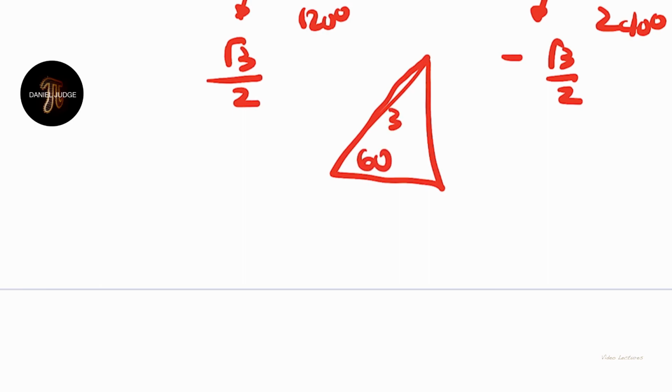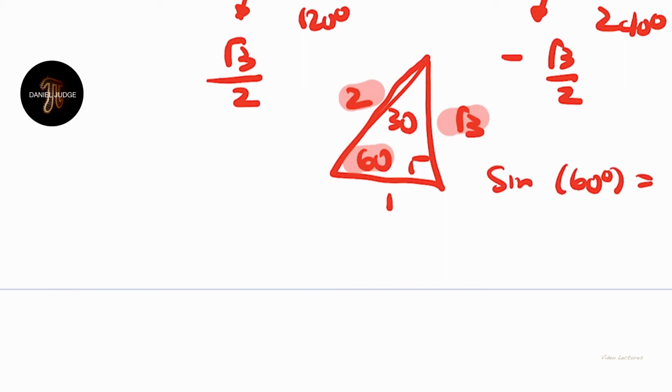Here's 60, here's 30, here's 90. 1, 2, square root of 3. Sine of 60, though, by definition, is opposite over hypotenuse. So that's going to be square root of 3 over 2. So I know sine 60 is square root of 3 over 2.